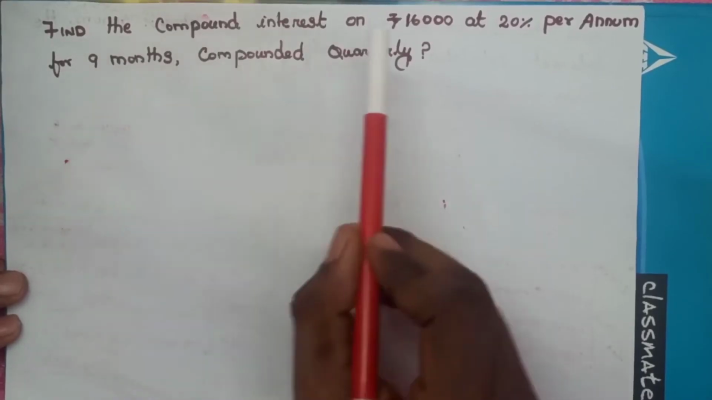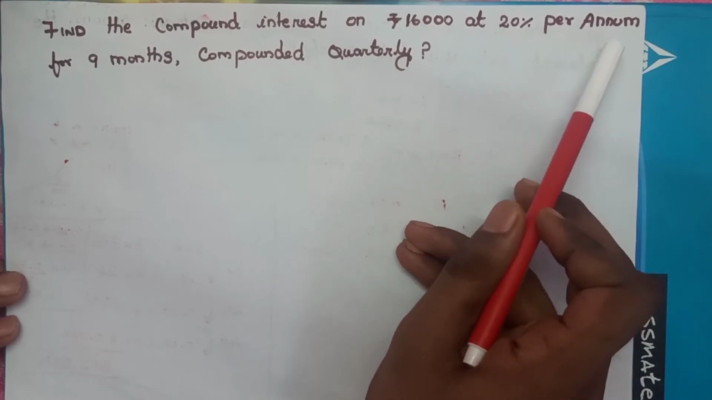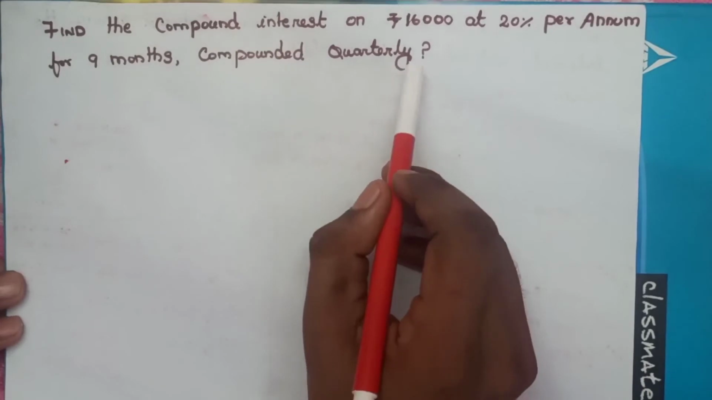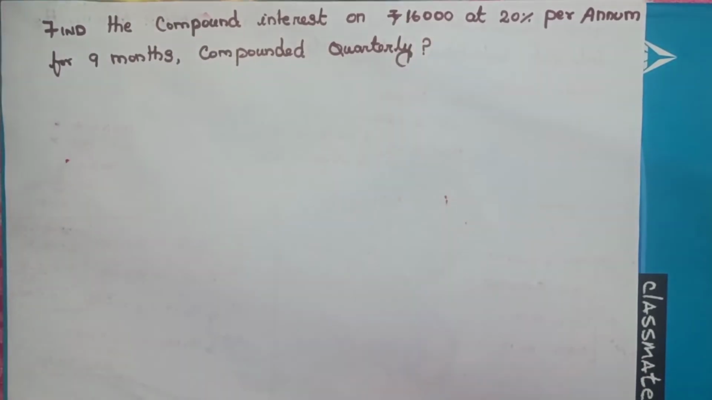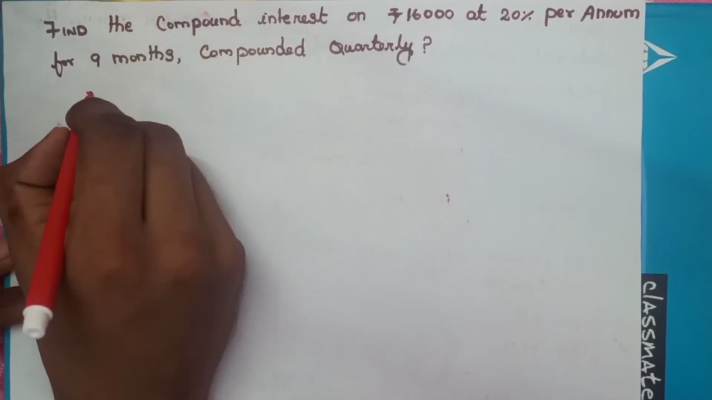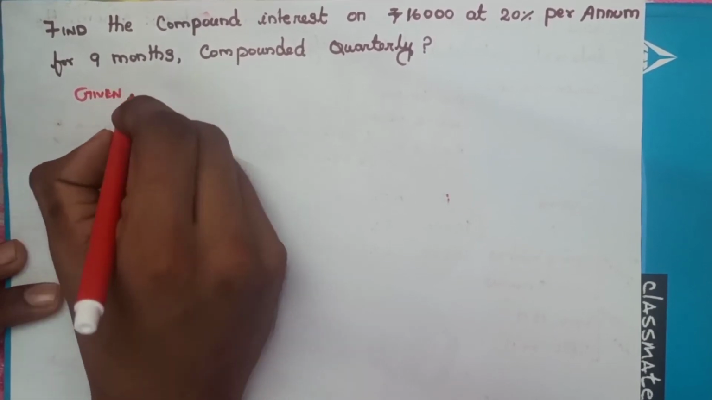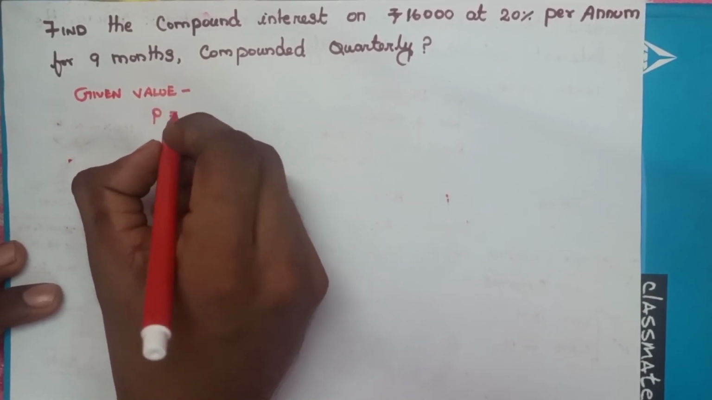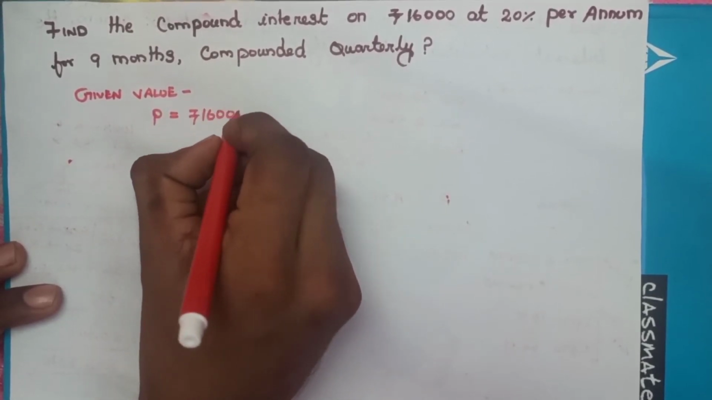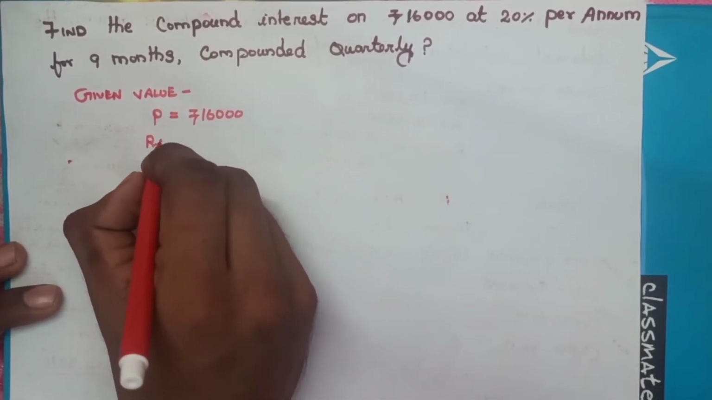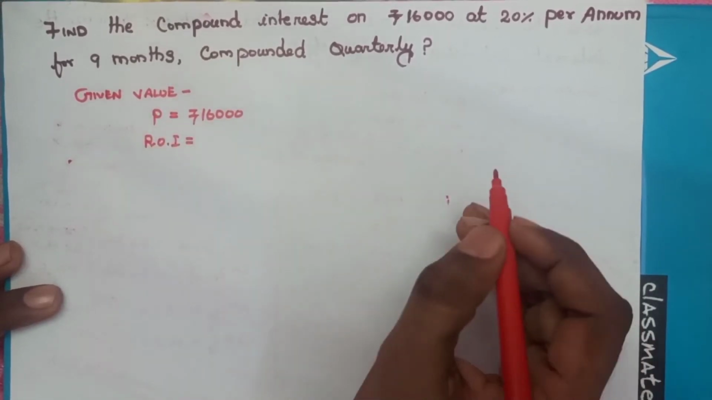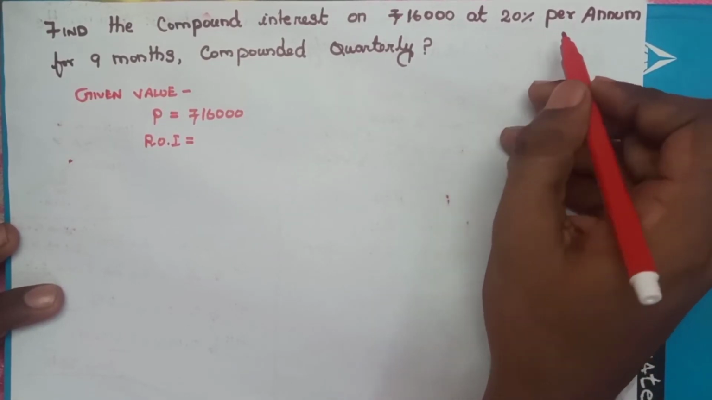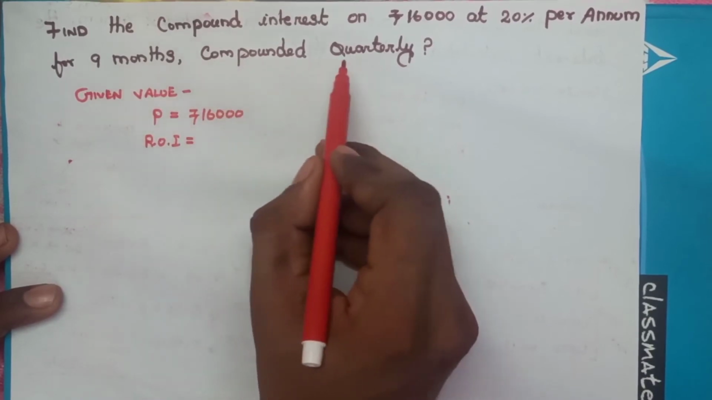Find the compound interest on rupees 16,000 at 20% per annum for 9 months, compounded quarterly. And here, what is your principal? Rupees 16,000, right? Here is a given value. Principal is rupees 16,000, and your rate of interest. And just remember, rate of interest is 20% per annum. It's a 1 year rate of interest is 20%. Then what they have asked, compounded quarterly.